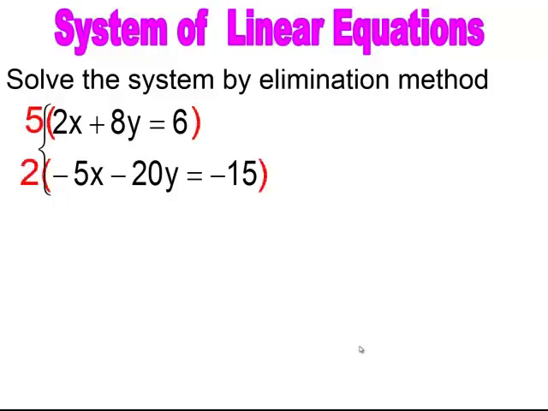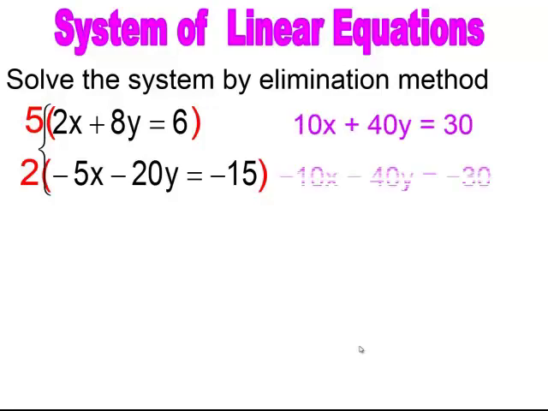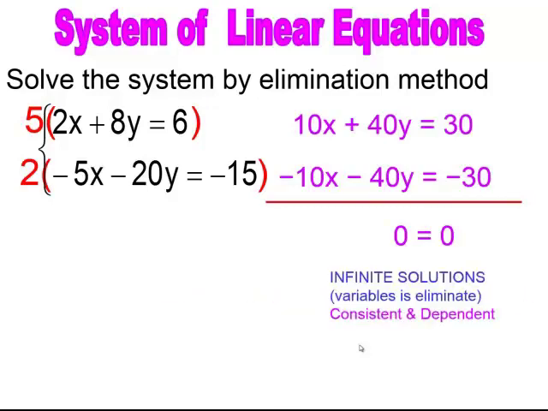So in this case, I chose to multiply the first by 5, the second by 2. I'm going to be eliminating my x variable here. But now notice this, when I eliminate, I end up with all my variables eliminating and 0 equaling 0. Now remember, this case is when the same thing equals the same thing. That means I have infinite solutions. The variables eliminated, I have infinite solutions. This is considered consistent and dependent. So the infinite solutions are all real numbers.